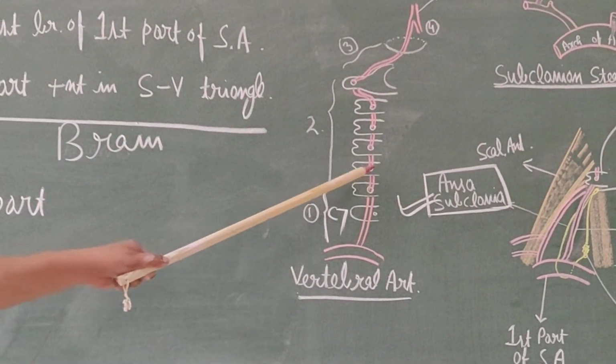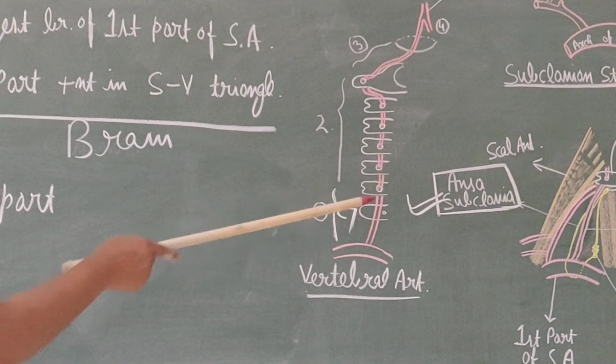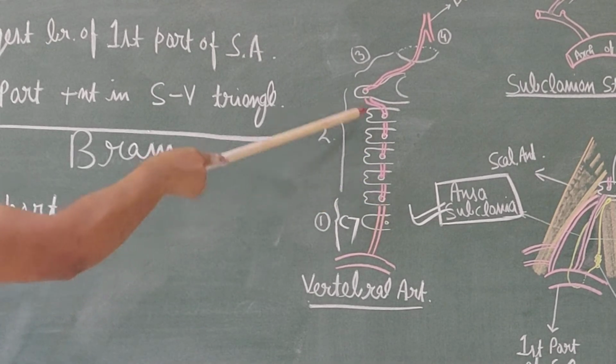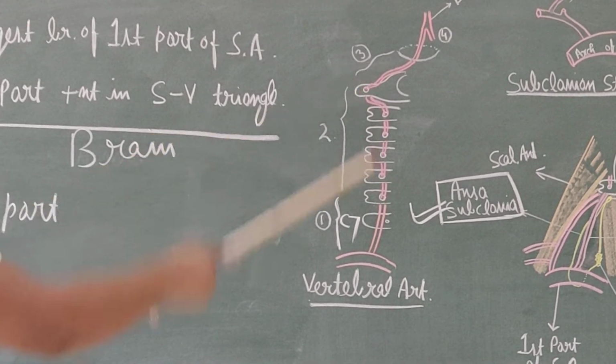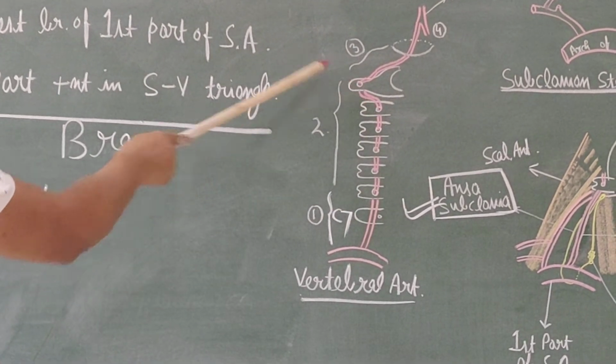Now, the second part runs vertically upwards, from the foramen transversarium of the C6 up to the foramen transversarium of the atlas vertebra. This is the second part of the vertebral artery.